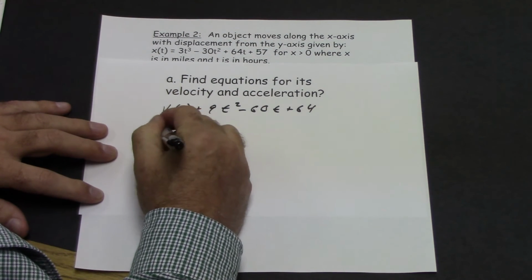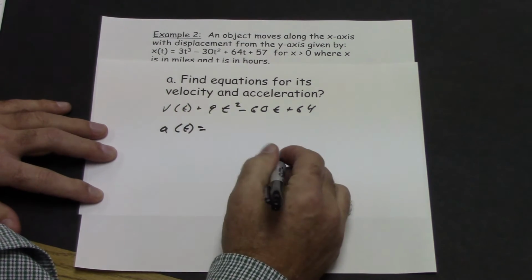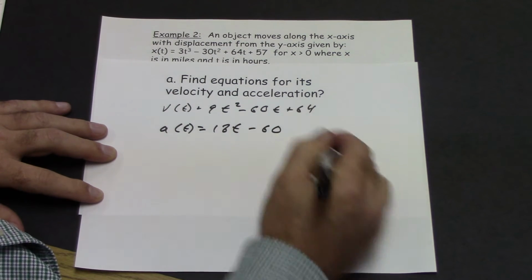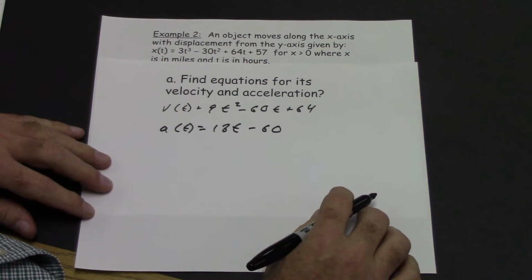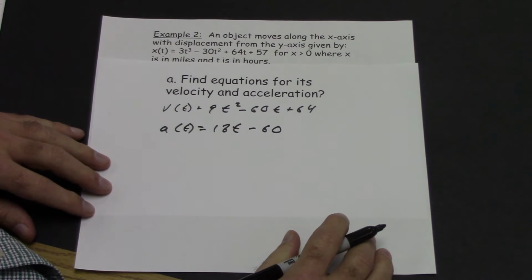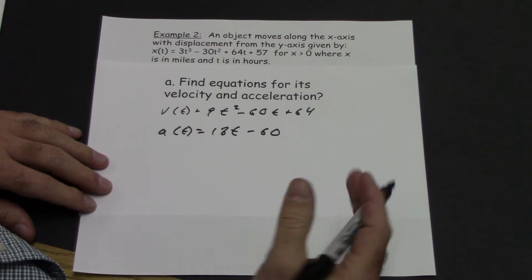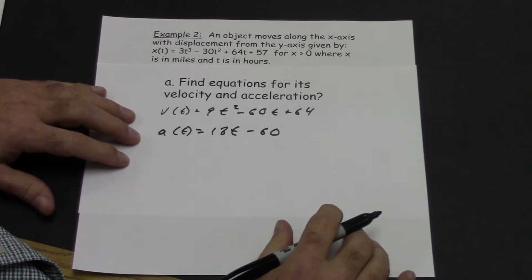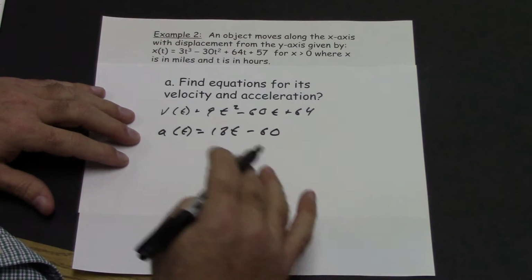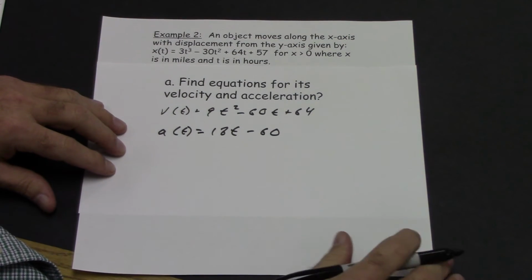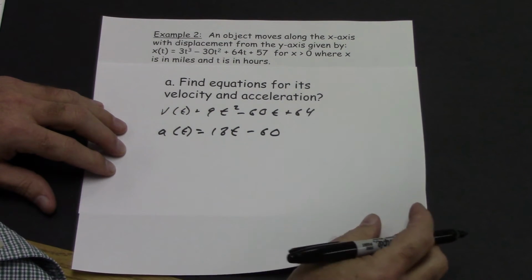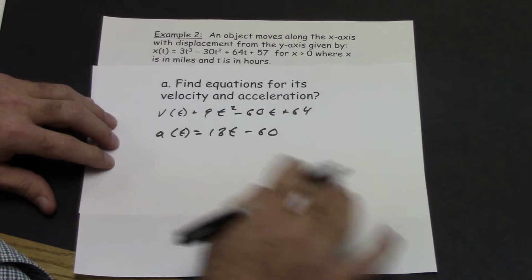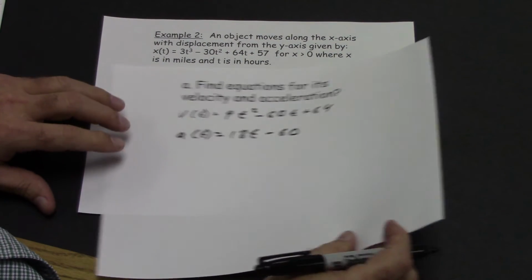Okay, let's get the acceleration equation. The acceleration equation is 18t minus 60. So once again, we got our velocity and our acceleration equation. Part A was actually pretty simple. Students that take the AP Calculus exam, you can see these types of problems all the time, where one part of the problem may ask you to come up with the velocity and the acceleration equations. So this will answer part A. Now let's take a look at part B. You need to remember this answer, because we're going to be using this later on in some of our other problems.